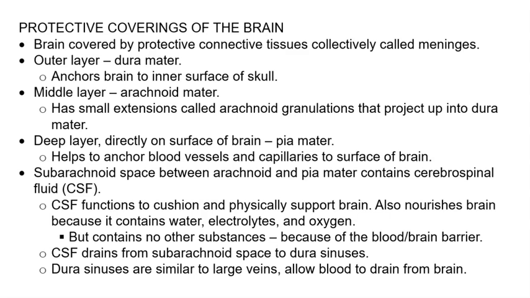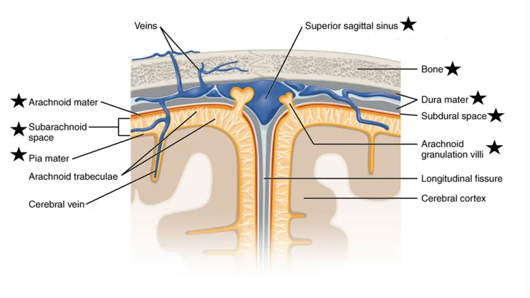that bathes the brain. So we'll see that cerebrospinal fluid drains from the subarachnoid space into the dural sinuses, and the dural sinuses, which are the layers that exist between the two layers of the dura mater, are very similar to large veins, and they do permit that cerebrospinal fluid to return back to the blood, and then that blood that's in those dural sinuses will eventually be drained back towards the heart.